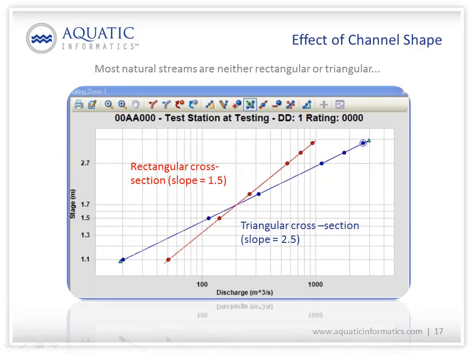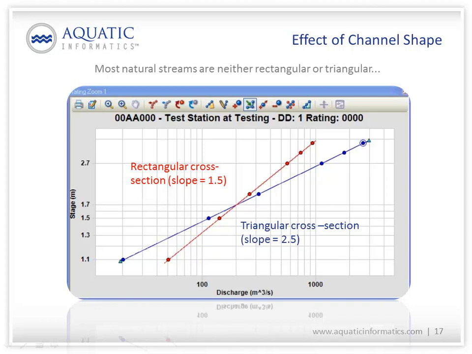We can now start to consider what the effect of channel shape has on the exponent in our rating equation. Where we have a fully rectangular section, we would expect theoretically an exponent near 1.5. Where we have a fully triangular 90-degree triangle cross section, we would expect an exponent around 2.5. However, natural channels are neither rectangular nor triangular. They're always something complicated. So how do you evaluate that?